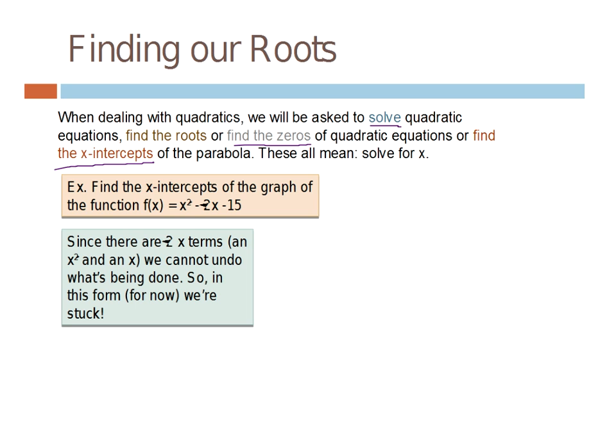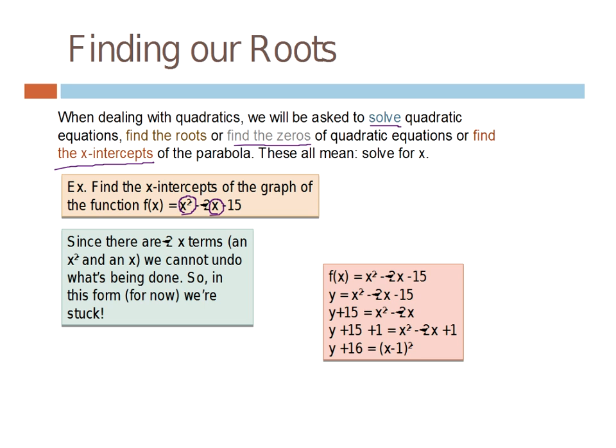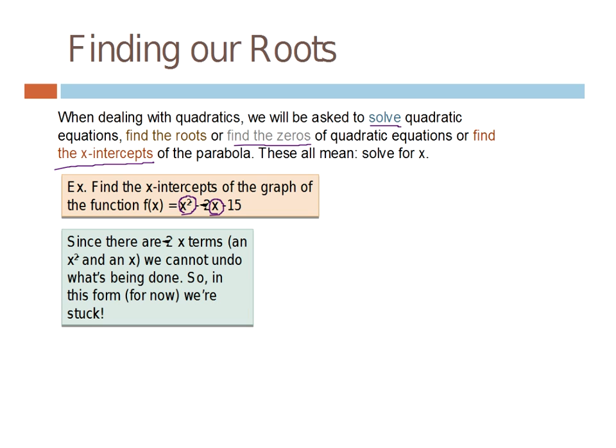And so we were stuck before because we have this x squared and this x term, and we can't undo what's being done, but we're no longer stuck. We can now write this in transformational form. We can take this and divide everything by 1. In fact, maybe what I'll do is do this out for you. So one of the ways that we can solve this is by completing the square.